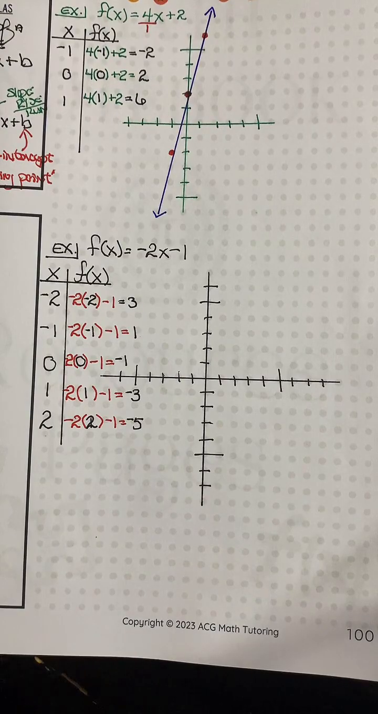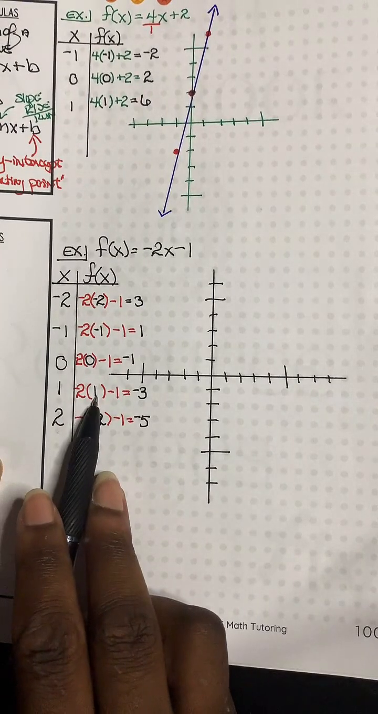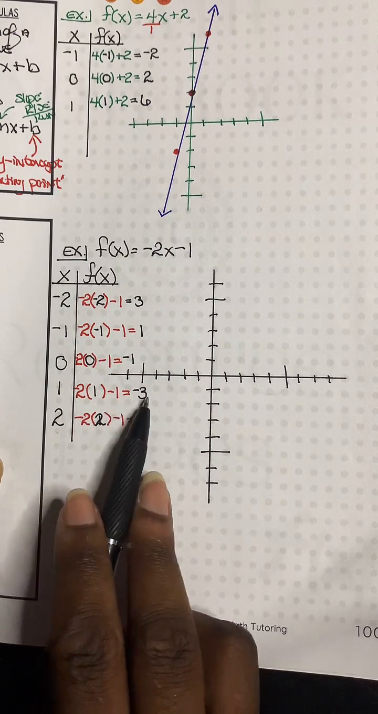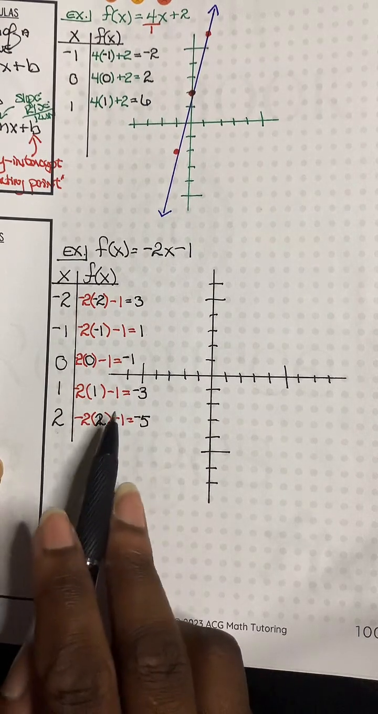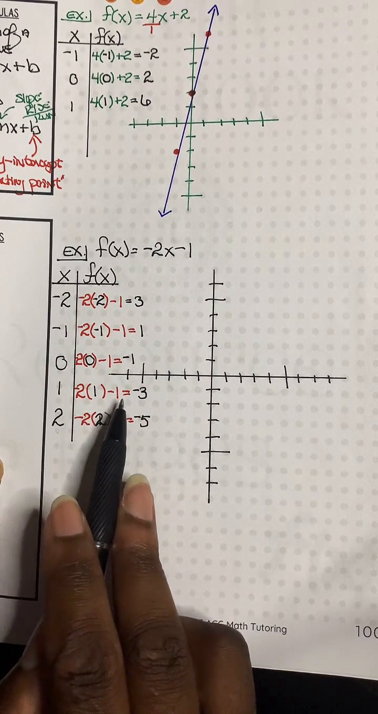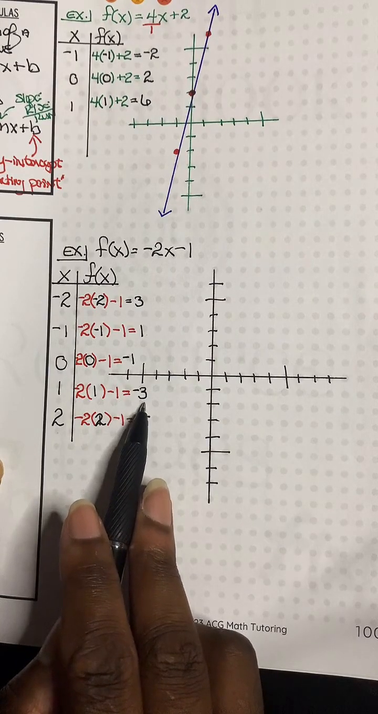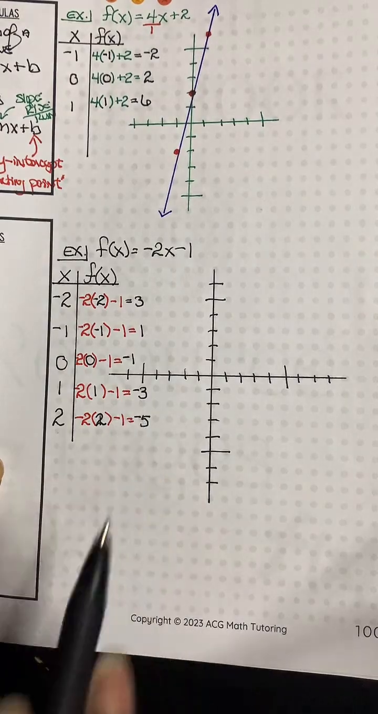How did I get negative 3? Well, negative 2 times 1 gives me a negative 2, so negative 2 minus 1 will give me a negative 3. If you owe me $2 and now you ask to borrow another $1, that means you owe me $3. So that's how I got that negative 3.